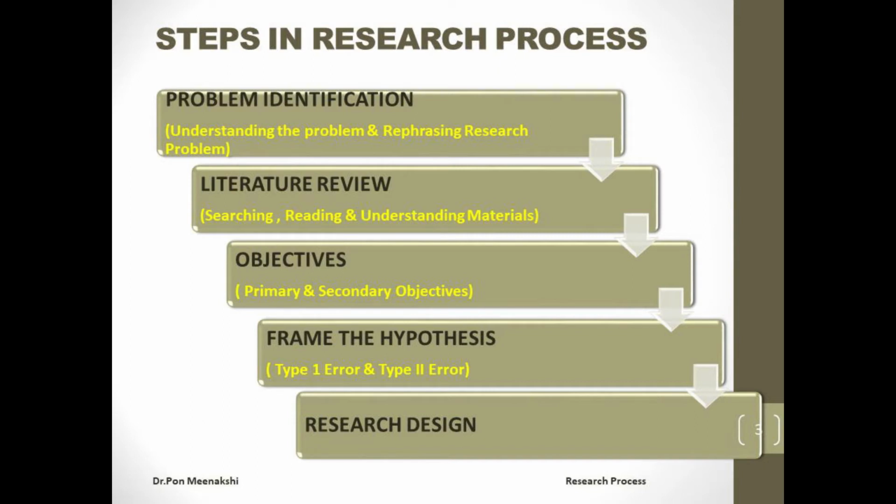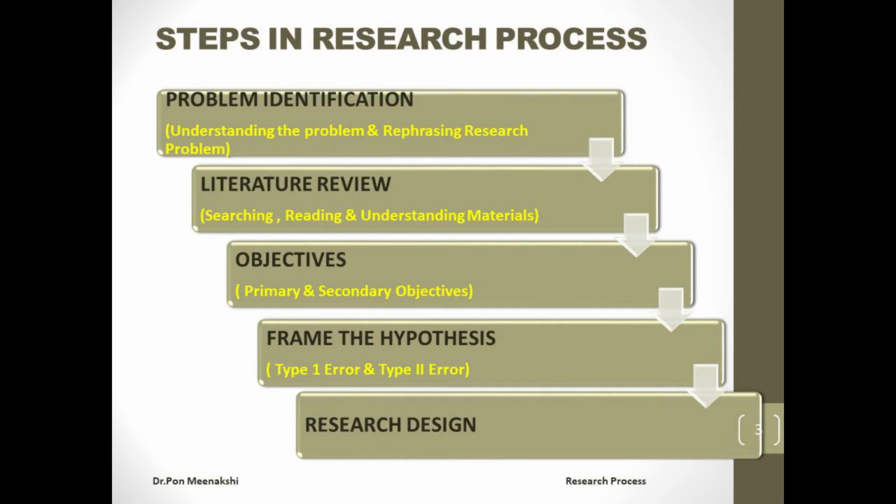The second step in the research process is literature review. Once the problem is formulated, the next step is to search for relevant material, read it and understand it. The material, such as academic journals, conference proceedings, government reports and books, must be tapped depending on the nature of the problem.